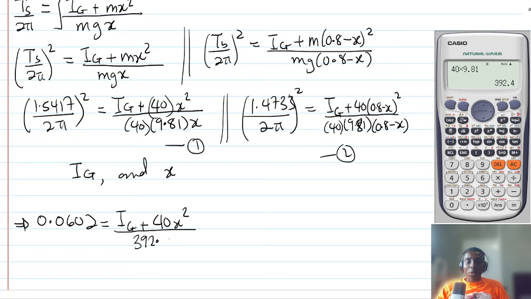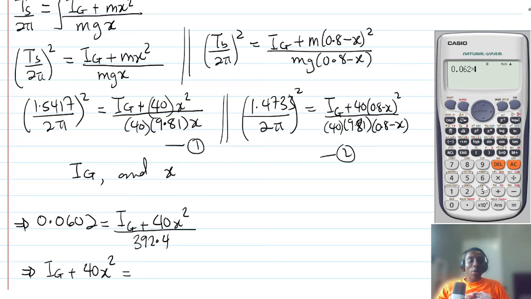So let's make Ig the subject. Ig plus 40x squared will be equal to 0.0602 multiplied by 392.4. If we do this, we get 23.62, or let's say 23.622. So Ig plus 40x squared equals 23.622. Let's still call this equation 1.